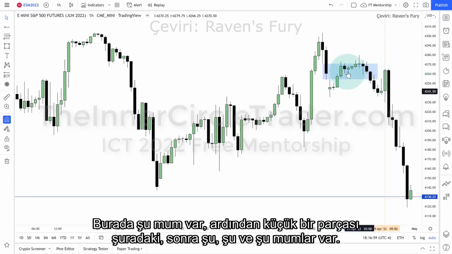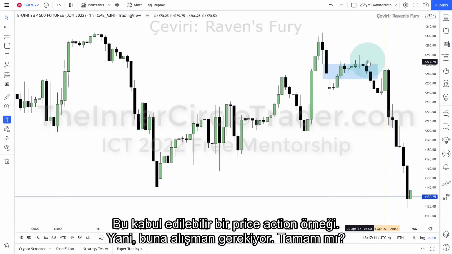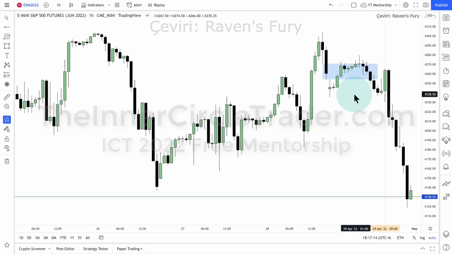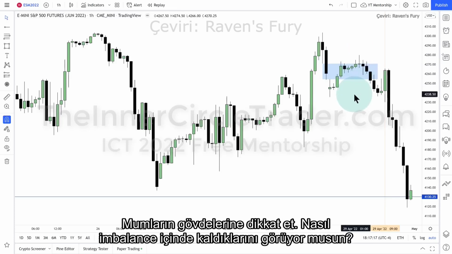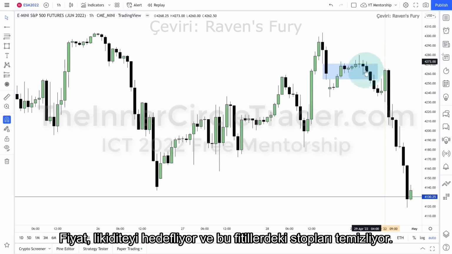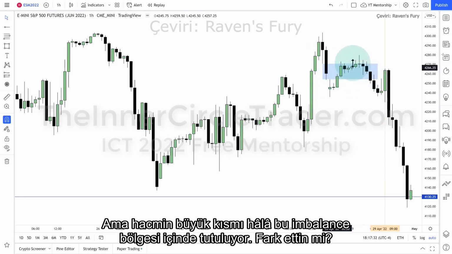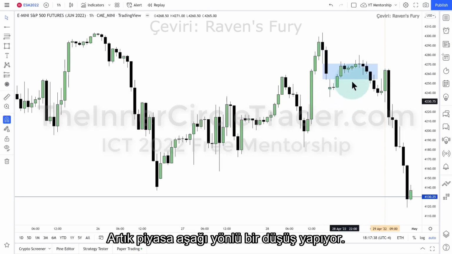Now, we have this candle here, a small piece of that one, this one, this one, this one, and this one. They go just above that area here. This is permissible price action. In other words, this is something you have to get used to. Look at the bodies of the candles. See how they're staying inside of that imbalance? It reaches for liquidity and stops on these wicks, but the bulk of the volume is being held inside of this imbalance. Notice that? So now we have the market release to the downside.